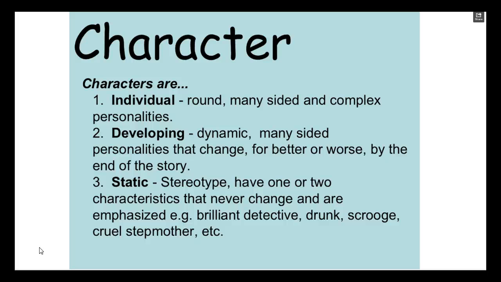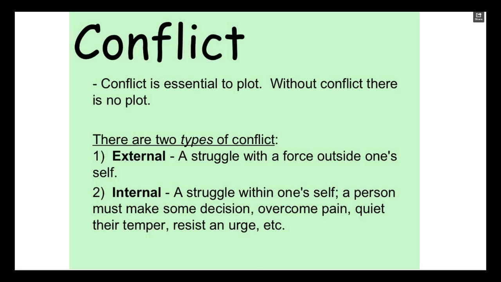Number 1, the individual, maybe the round, many-sided, they have complex personalities. I think as you read the novel, you will find out that Maya, or in the book her name is Marguerite, is very complex. Number 2, developing. They're dynamic, they have a lot of personalities, they're going through change. We may like some of the changes, we may not. And then number 3, static. It's the stereotype. This person's not going to change at all. They're just going to stay the same. Let's go to the next slide.